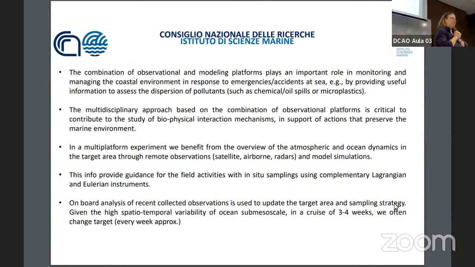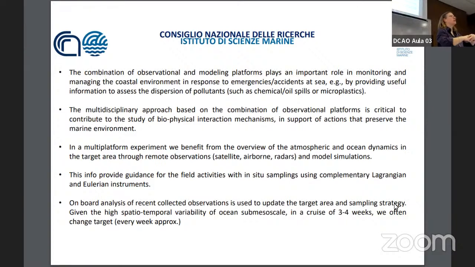So, as I've said, the combination of all these platforms plays an important role in monitoring and managing the coastal environment, as in case of emergencies at sea or oil spills, but also provides information on the dispersion of pollutants, such as chemicals or microplastics. And this multidisciplinary approach also helps us to resolve the biophysical interaction and to preserve the marine environment and the ecosystem.